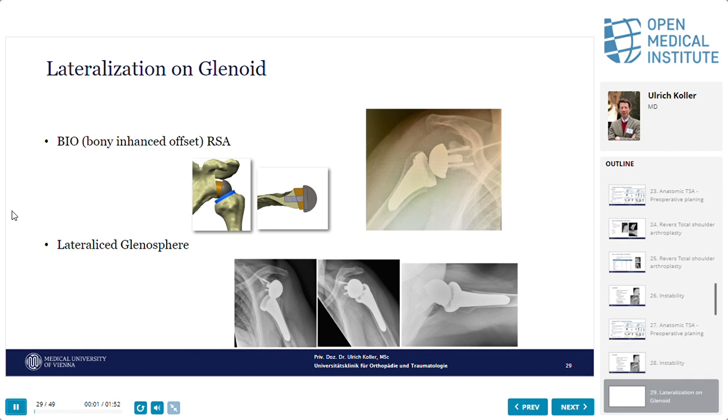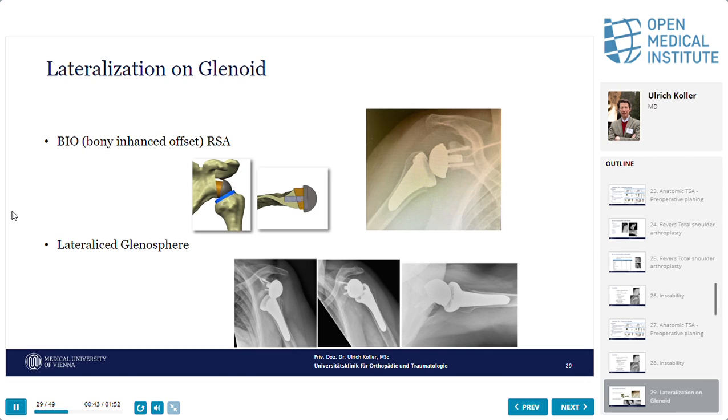So what possibilities do we have to lateralize the glenoid? We have the bony increased offset reverse shoulder arthroplasty, which was invented by Pascal Boileau. He takes a block from the humeral head and shapes it so that we get some lateralization of the glenosphere, so that we don't need to medialize with the reaming and have enough contact between base plate and bone. He has very good results, and we are also doing it this way.